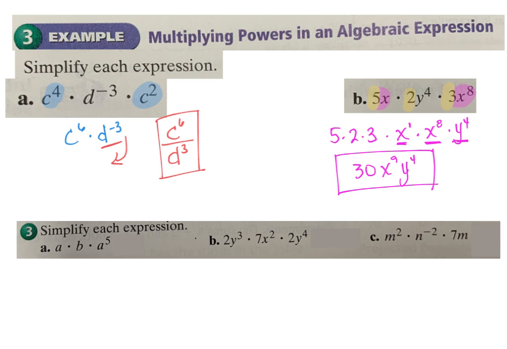All right, let's check your work. For the first one, you can combine the A's. You cannot combine the B. So you're going to end up with A to the 6th, B.